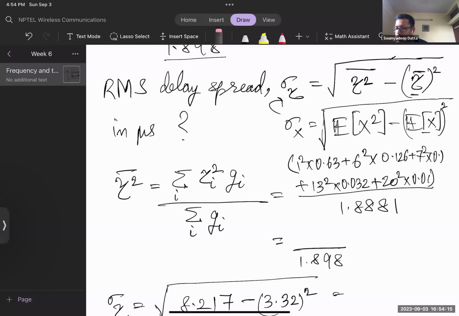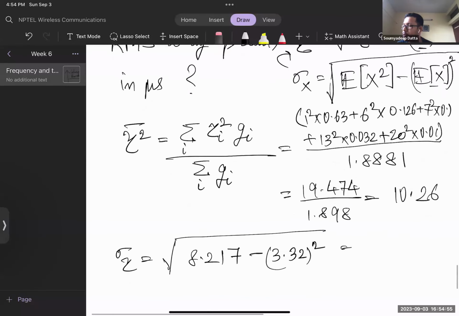And this also changes to 1.898 and the numerator changes to, let's see, 0.63 plus 6 squared into 0.126 plus 7 squared into 0.1 plus 0.032 plus 9, this will be 19.474. Minus this divided by this comes out to be 10.26. I think this will now have a solution.